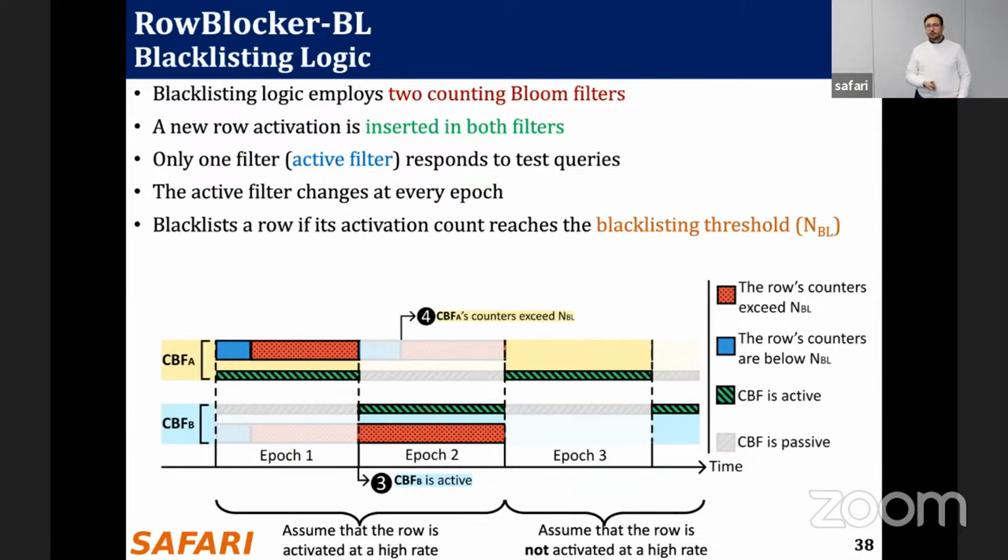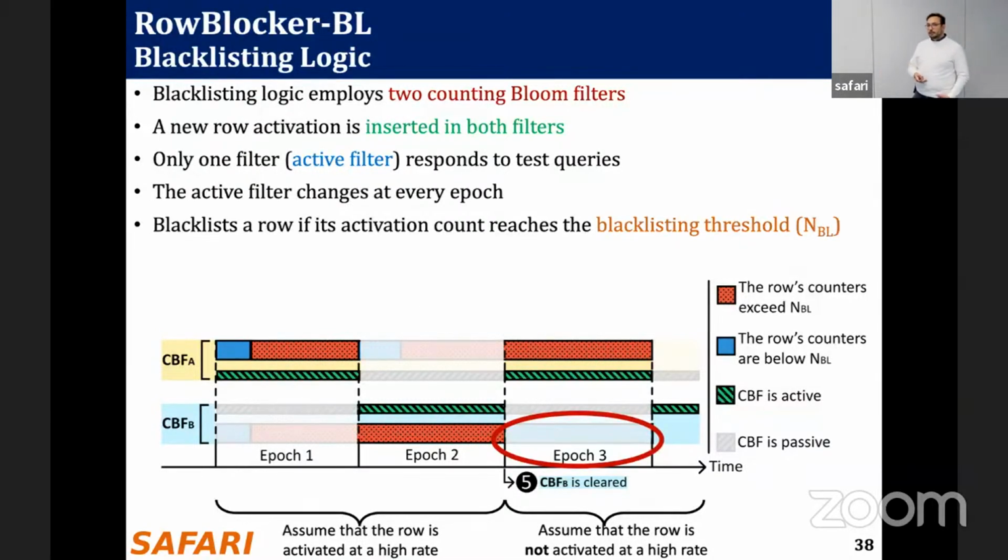During this epoch, CBF-A's counters can also exceed the blacklisting threshold if the row is being activated at a high frequency. And at the end of the second epoch, we move back from B to A. And when A becomes active again, it keeps the row blacklisted. So we do not lose any information with this time-interleaving approach.